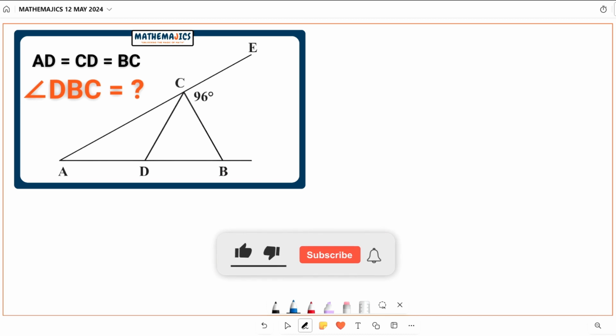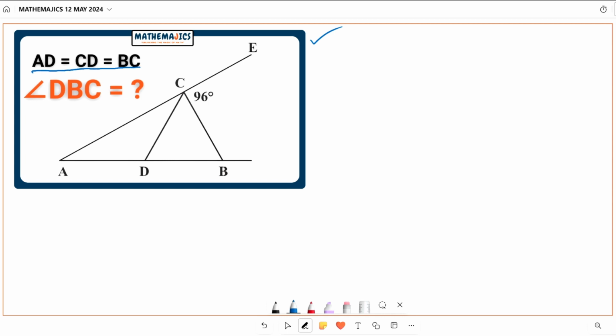Everyone. This question is from one of the Indian MBA entrance exams called CAT, and let's see what we can do to solve this question. In this question, we are given that AD equals CD equals BC. Let's mark this on the figure. AD equals CD equals BC, and we can see that angle BCE is 96 degrees, and we need to find this angle DBC.